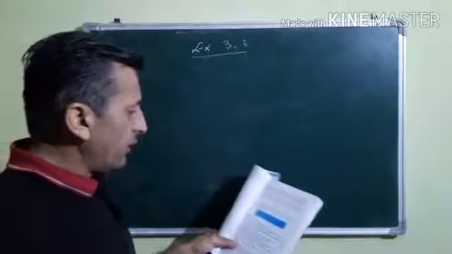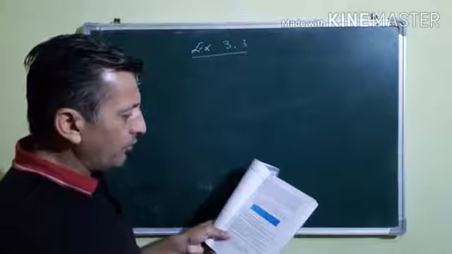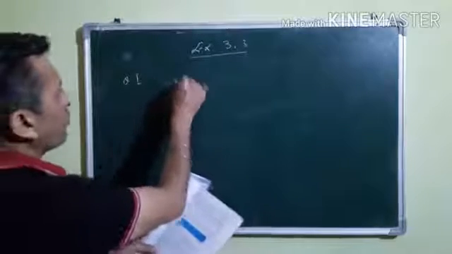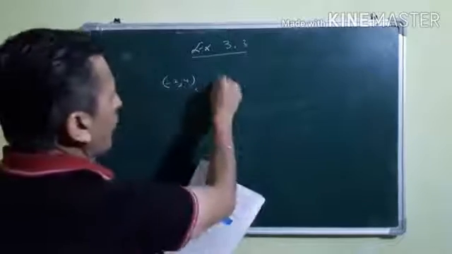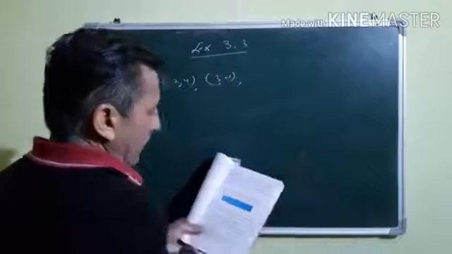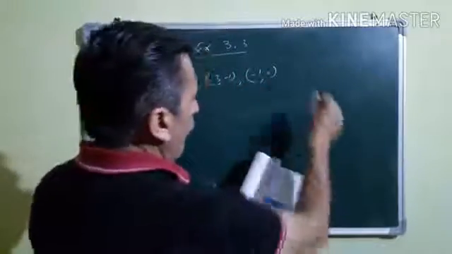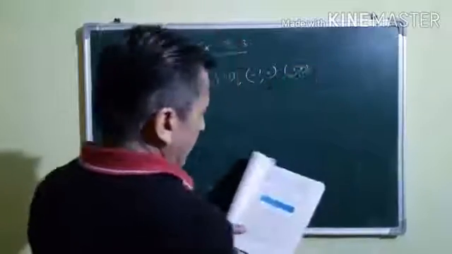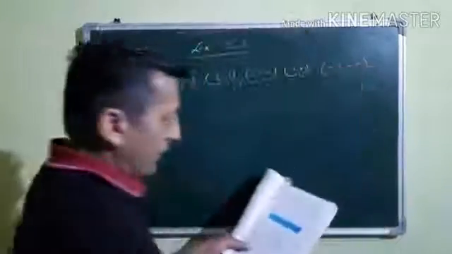In this question it says: in which quadrant or on which axis does each of the points minus 2 comma 4, then next is 3 comma minus 1, next is minus 1 comma 0, and 1 comma 2, the next is minus 3 comma minus 5 lie?